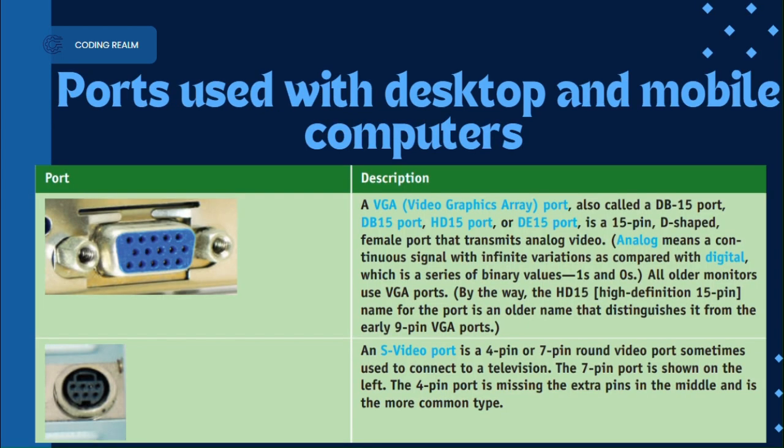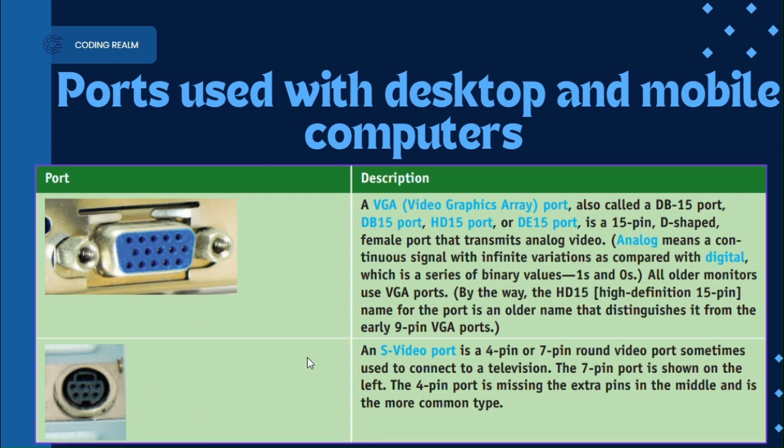Now let's see the ports used with a desktop case and mobile computers. First, let's start with the VGA. VGA is the Video Graphics Array port. It is used as a female port that transmits analog video. We all see this, the VGA, in our desktop computer.